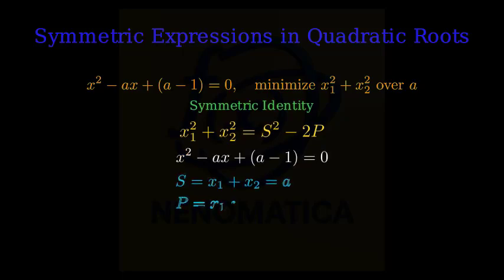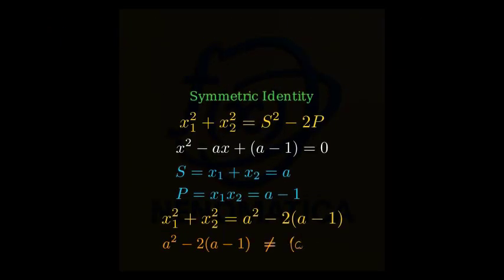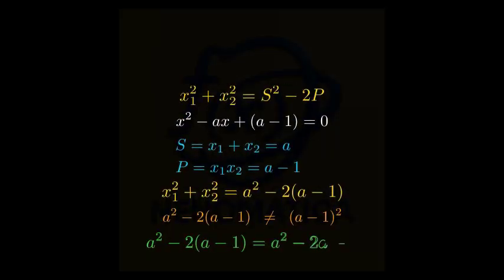Step 2. Read the sum and the product from the quadratic x squared minus ax plus a minus 1 equals 0. The sum of the roots s is a, and the product of the roots p is a minus 1. Step 3. Substitute s equals a and p equals a minus 1 into the identity. Step 4. Simplify carefully. Distributing the negative 2 gives a squared minus 2a plus 2. Note this is the tiny arithmetic correction compared to writing a squared minus 2a plus 1.